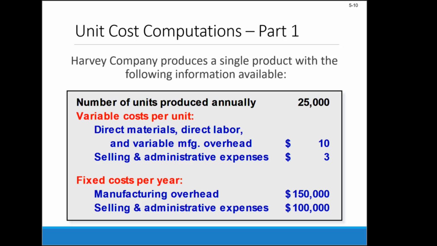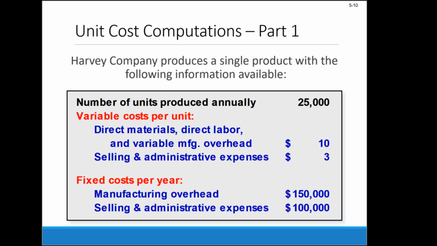So let's take a look at some unit cost computations, and we're going to use this Harvey example to carry through for a bunch of these concepts. Let's say Harvey Company makes a single product, and you've got the following information available. Every year they produce 25,000 units of that thing, whatever it is they're making. They incur variable cost per unit of $10 related to direct materials, direct labor, and variable overhead.